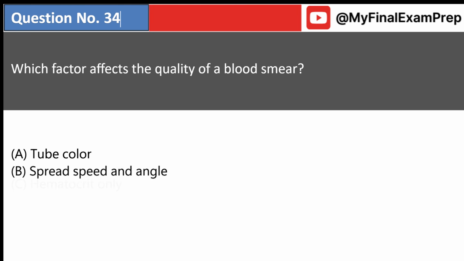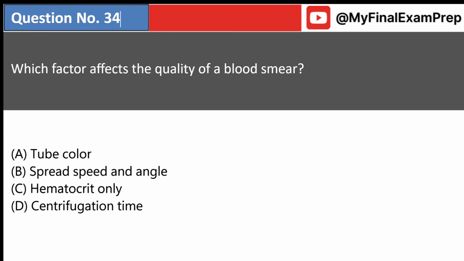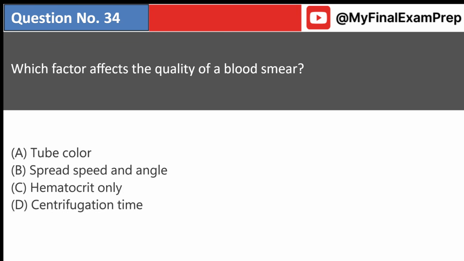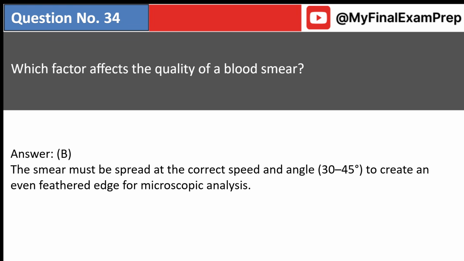Which factor affects the quality of a blood smear? A. Tube color. B. Spread speed and angle. C. Hematocrit only. D. Centrifugation time. Answer B. The smear must be spread at the correct speed and angle, 30 to 45 degrees, to create an even feathered edge for microscopic analysis.